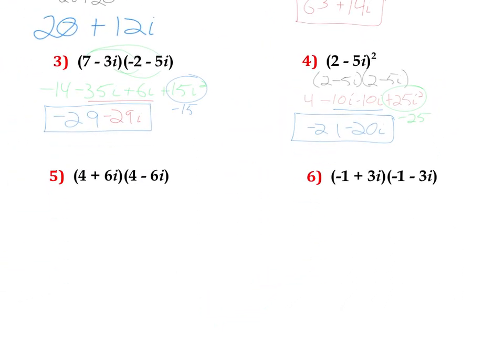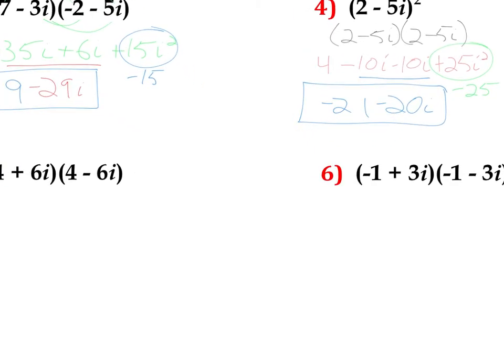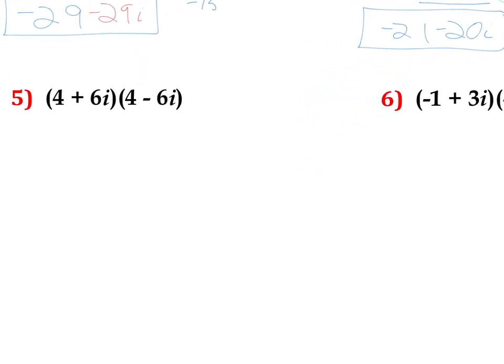All right, 5 and 6. Here we have something called conjugate pairs. Conjugate pairs are when you have 2 binomials that look the exact same as far as the components that make them up. The only difference is the sign included. So here we have a 4 and a 6i separated by a plus, 4 and a 6i separated by a minus. Conjugate pairs result in a difference of squares factor pattern.